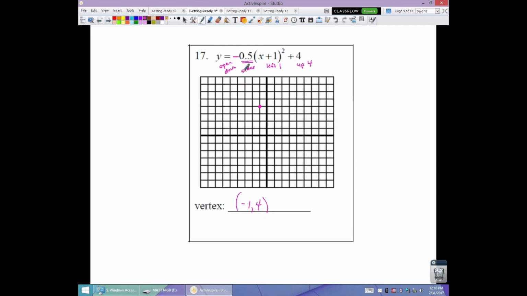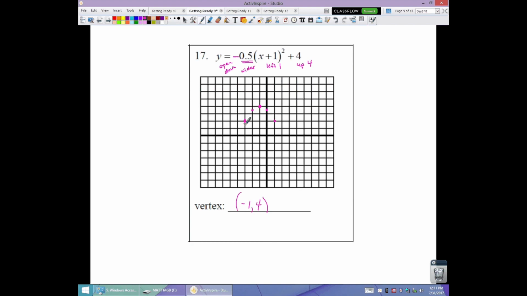Now, for my surrounding points, normally when I go to the side 1, I would go up 1 space. I'm multiplying that by -1/2. So when I go to the side 1, I'm going down 1/2. Instead of going to the side 2 and up 4, I'm going to go to the side 2 and down half of that, which is down 2. Okay, I can do that again.